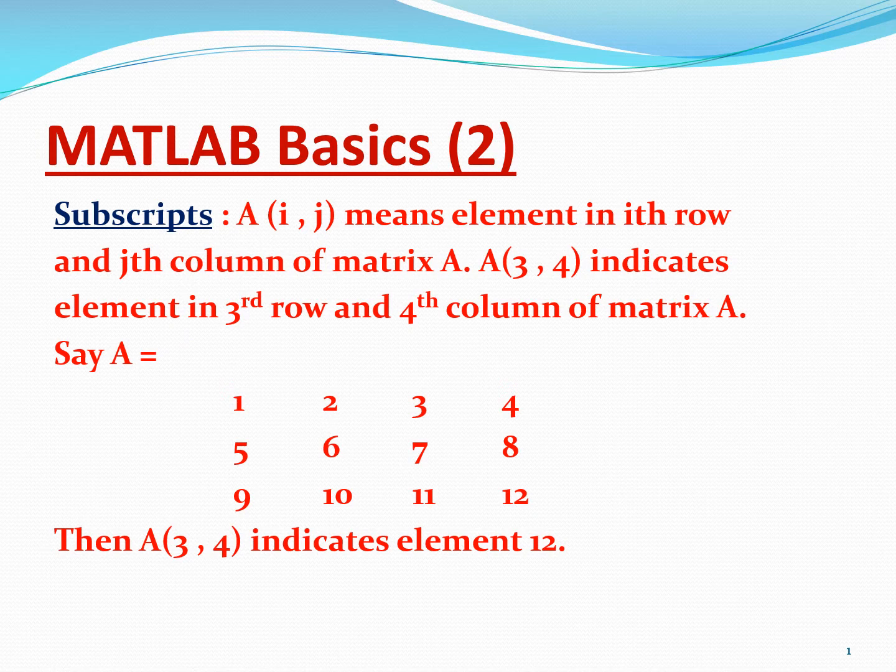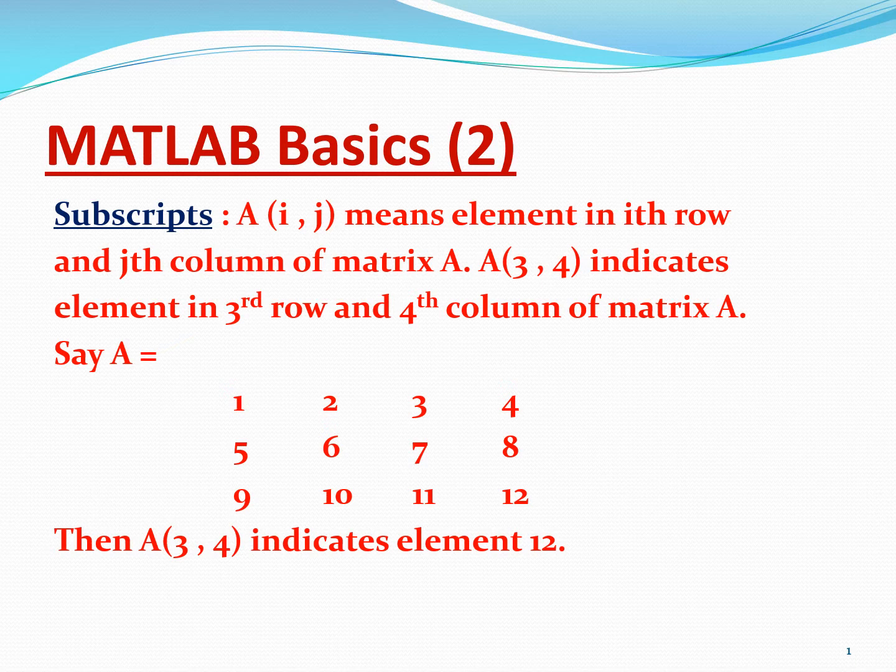Today we'll see MATLAB Basics 2, and we start with the subscripts. Now A(i, j) means the element in the ith row and jth column of matrix A. For example, A(3, 4) indicates the element in the third row and fourth column of matrix A.